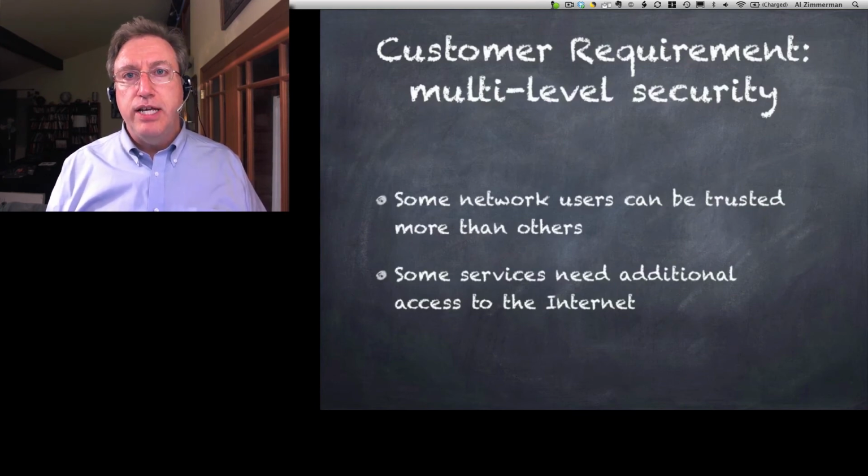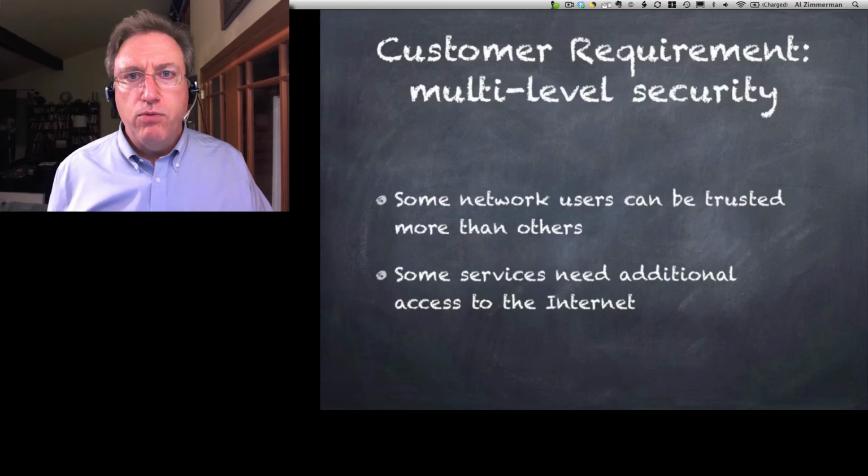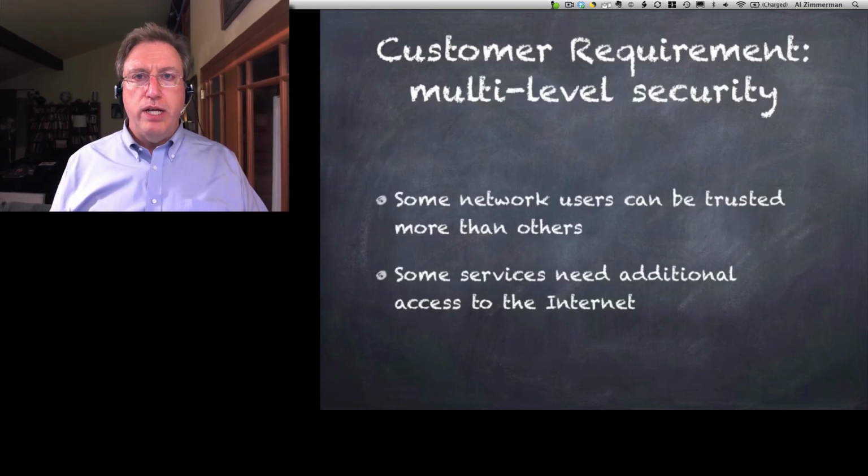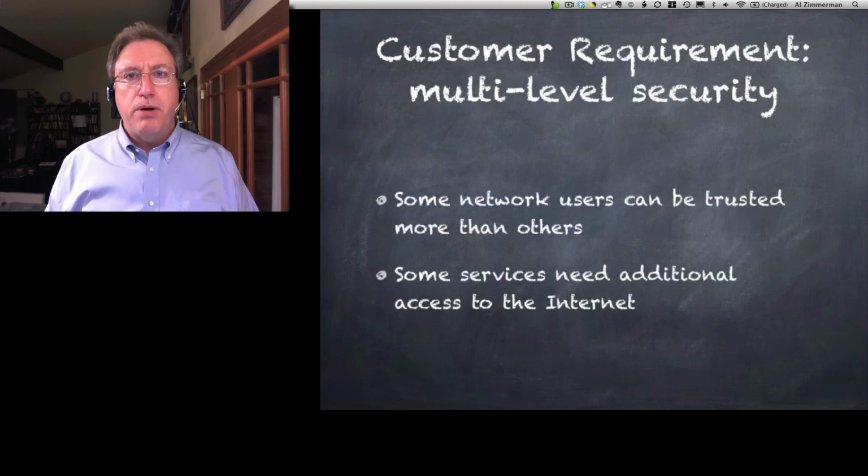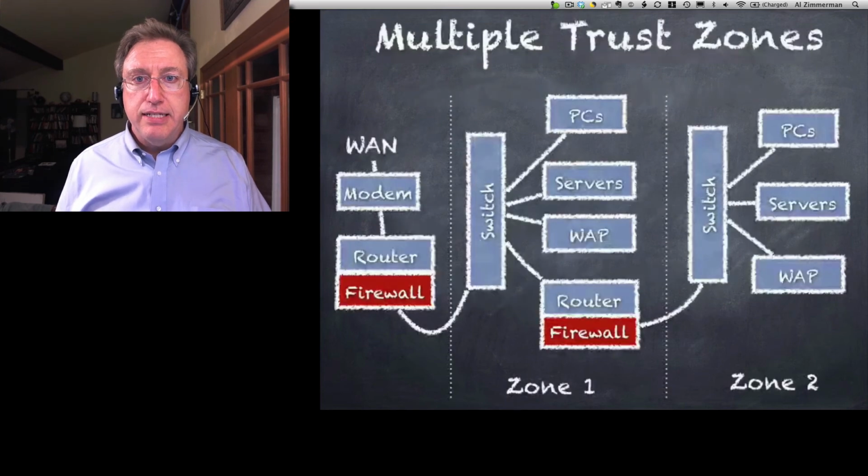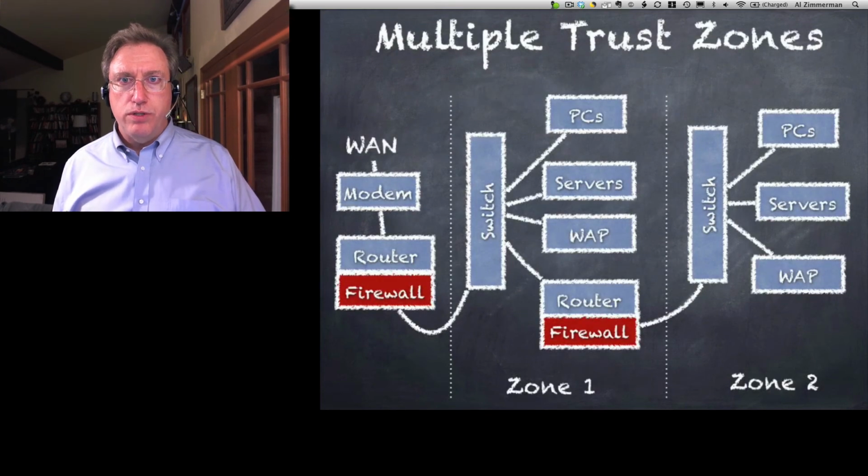Unfettered access to the internet. For example, if you have a web server in your network that is serving directly to the public, it needs to be isolated from the other parts of your network that contain proprietary or private information. So the way we implement this is with trust zones.